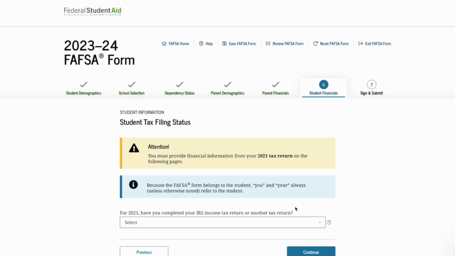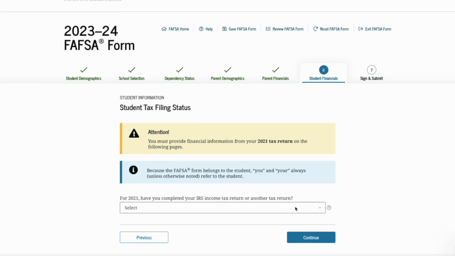Congratulations, we've gone through probably the hardest part of the application, which is the parent financials. This final section would be information about student financials, and you're going to answer questions about any money you earn or money you may have in your accounts. Remember, when we're talking about money we've earned, we're only reporting income or money earned in 2021.